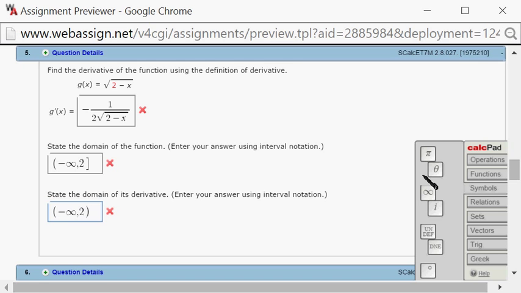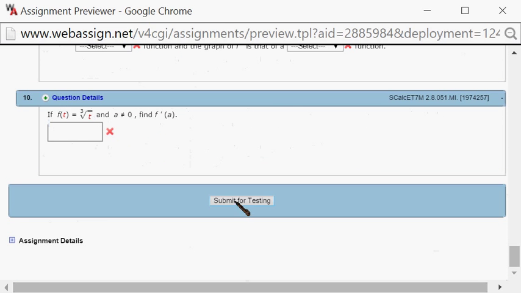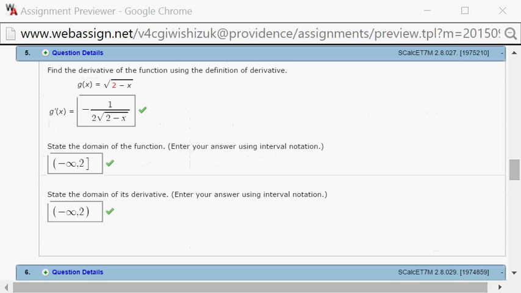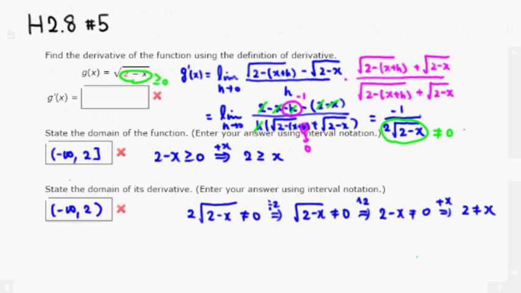Right? So let's check the answer. Alright, submit for testing. Alright, it came back and looks like we got all these parts correctly. Alright, that's it. I hope that this was clear.